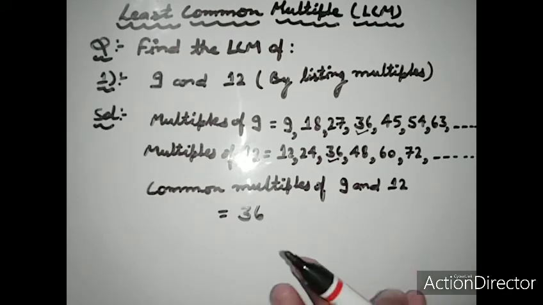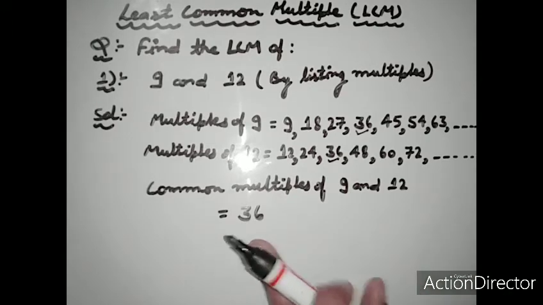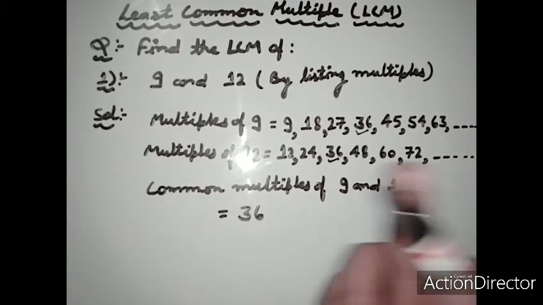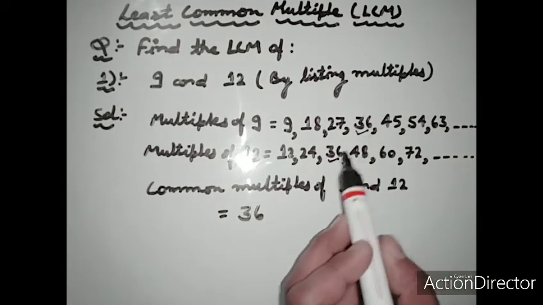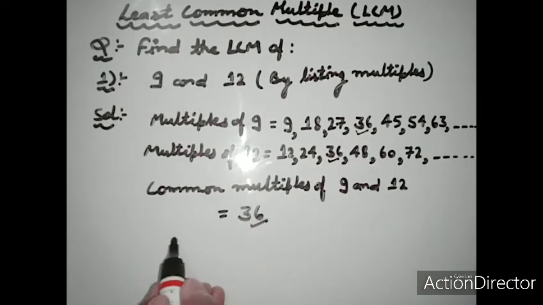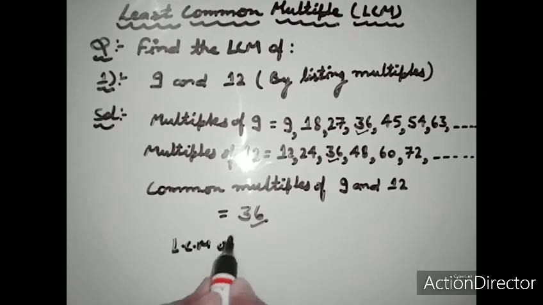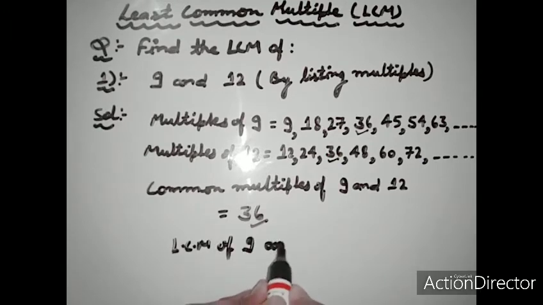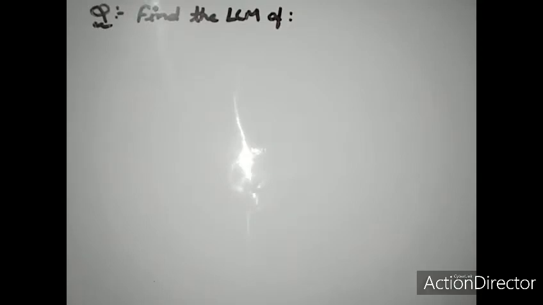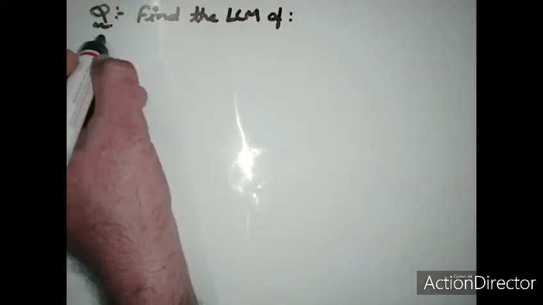Why do we write only 36 here? Dear students, you all know that here we choose the least multiple. Least means the smaller one. And which common multiple is the smallest? 36. So we say that the LCM of 9 and 12 is equal to 36, right? Now here we take another question.